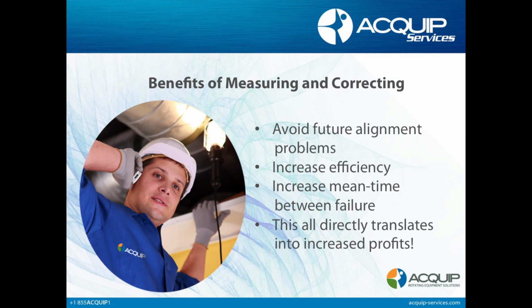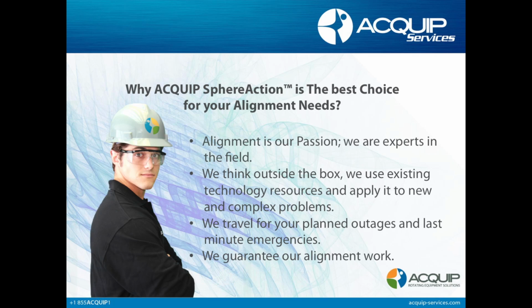There are several benefits of measuring and correcting your dynamic movement on your boiler feed pump to turbine. First of all, you're going to avoid future alignment problems. You're going to increase the efficiency of the machine. You're going to increase the mean time between failure. And this all directly translates into saving money and increasing profits.